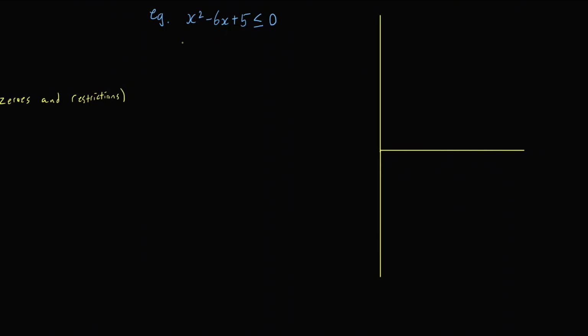So let's factor this. This will be (x minus 5)(x minus 1). The zeros come out to be x is equal to 5 and x is equal to 1. So this will be less than or equal to 0. You just find the zeros as if it was equal to 0. That means those are the points where it's equal to 0.